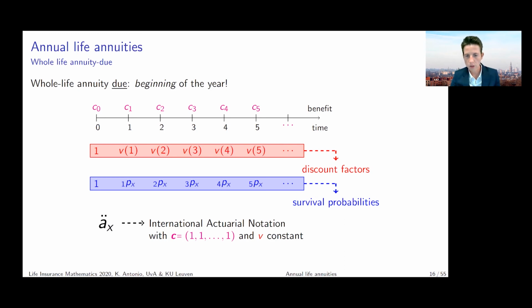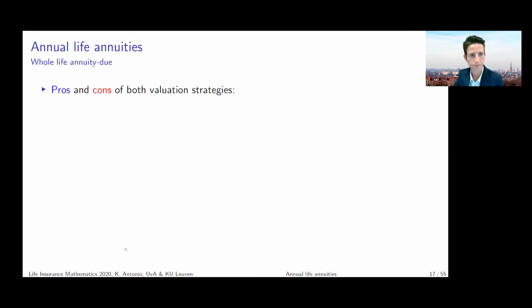And if you then look at the international actuarial notation, so if the cash flow C is constant and equal to 1, if the v is constant equal to v, then this ä_x refers to the EPV of your whole life annuity due product. Okay. And now what we can do is we can play with these products. We can pay at the end of the year, we can limit the duration, we can let the benefit change over time. We can do all the same kind of things like what we've been doing with the life insurance products.